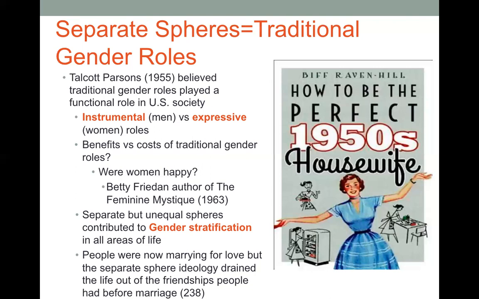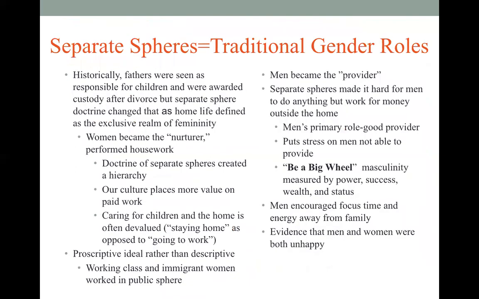And so, with this forced dependency and these limitations, your book notes that even though people were now marrying for love, the separate sphere ideology drained the life out of the friendships people had before marriage, and they found themselves unhappy. And it's not just women, because men were forced into the position of being the sole provider, the separate spheres made it hard for men to do anything but work for money outside of the home. Their primary role was to be a good provider.